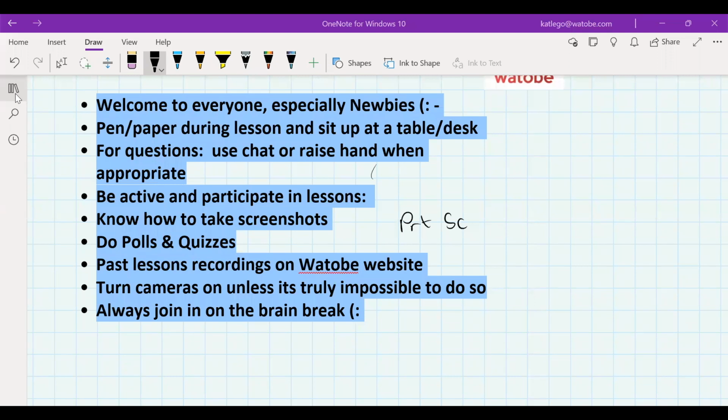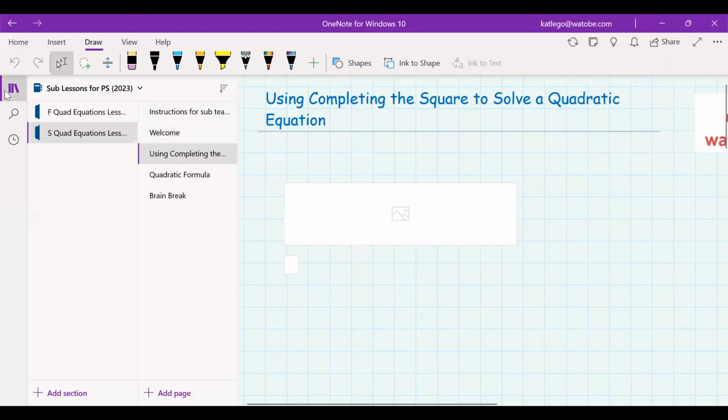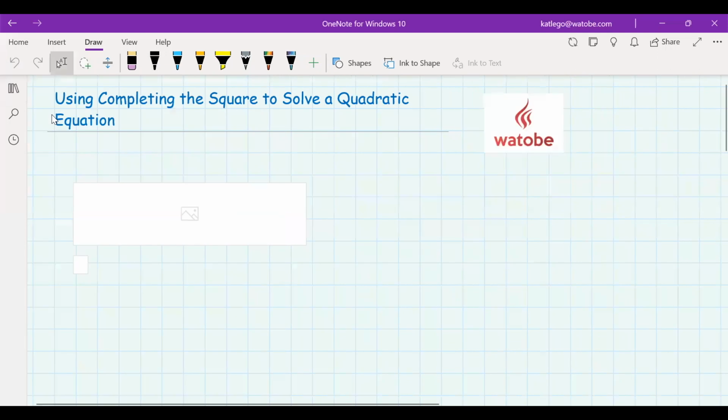Are we all with me? I hope so. Okay, let's start with completing the square. Just as an indication in the chat, please let me know if you have done completing the square before or you know how to. Just want to have an indication of if you guys have ever actually seen this before.